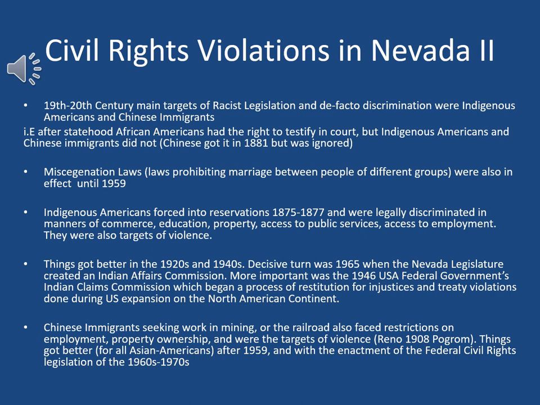That said, Nevada has some differences in the situation than other states. In the 19th and 20th century, the main targets of racist legislation and de facto discrimination were the indigenous Americans and Chinese immigrants. For example, after statehood, African Americans had the right to testify in court, but indigenous Americans or Chinese immigrants did not. This changed for the Chinese in 1881, but was largely ignored by all white juries. There were miscegenation laws prohibiting marriage between people of different groups in effect until 1959.